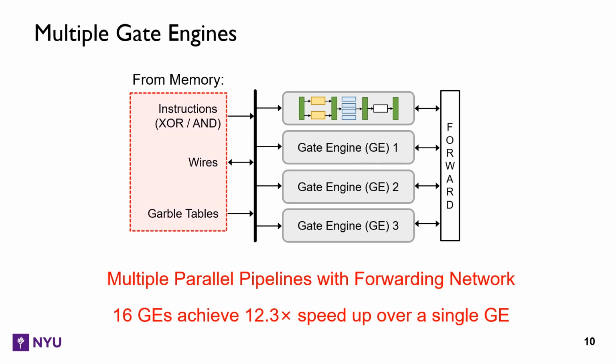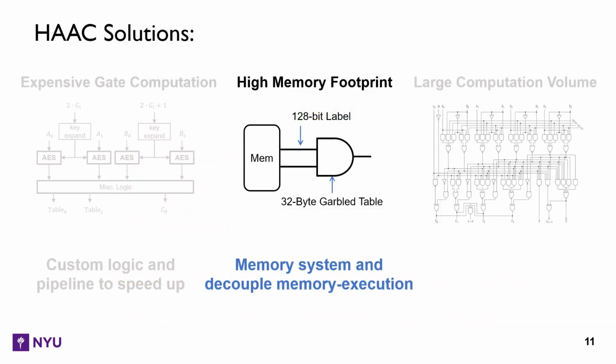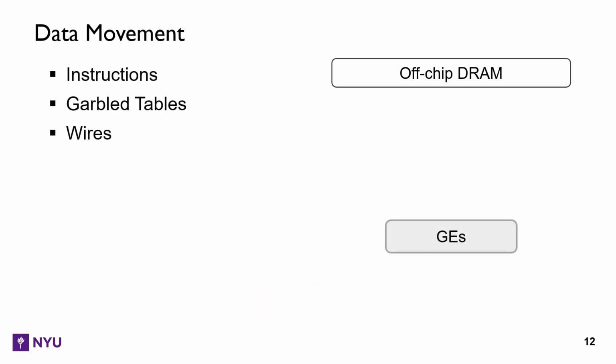bandwidth memory. As we have fast hardware to compute each gate, we don't want it to be stopped by the heavy data movement. Our insight is to decouple the program execution and data movement to hide latency. HAAC has a unique memory system called SWW to do that. Basically, there are three kinds of data movement.